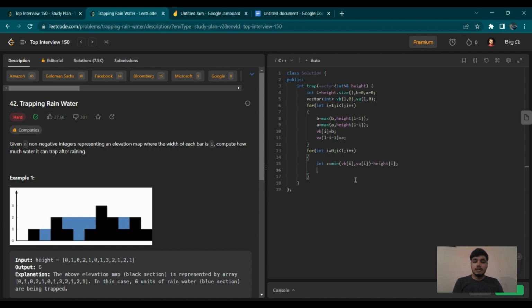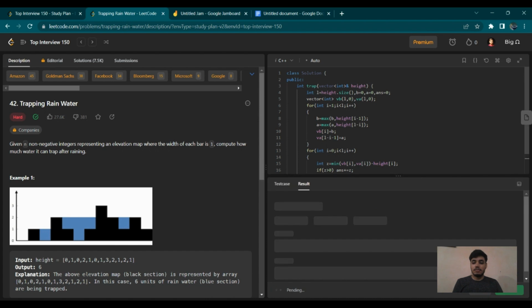Okay, so this value can be negative in some situations, so we are going to take if z is greater than 0, then we have to increase. So let's also take one variable, answer, equal to 0 initially. Now if z is greater than 0, we are going to do ans plus equals z. So this is going to store the values in our answer. Now finally we return answer.